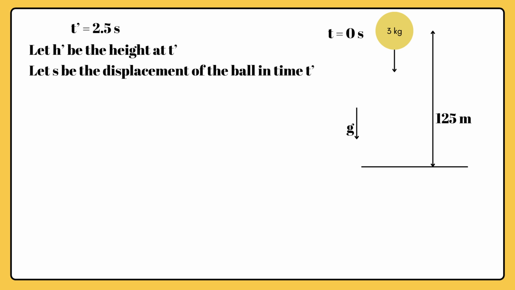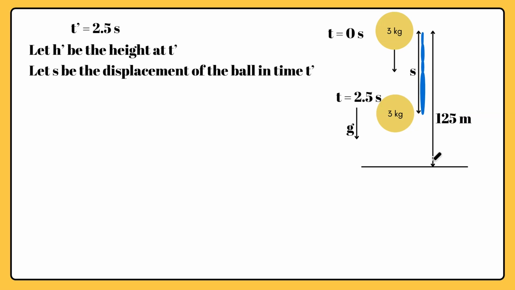Now let us understand these quantities on the figure. We can see that the ball is at 125 meters at t is equal to 0 seconds. Takes 5 seconds to reach the ground. So at 2.5 seconds, it will be somewhere in the air near the ground. Now this is the displacement of the ball as it falls down. So this is the s. But this is not what we need to find.